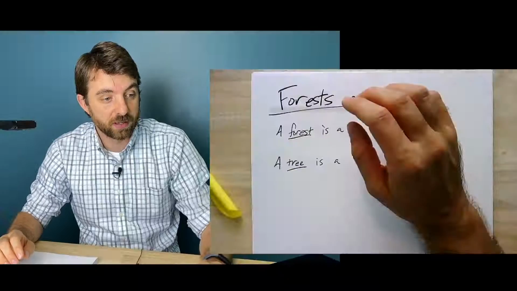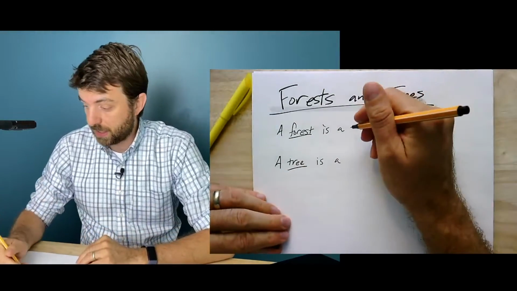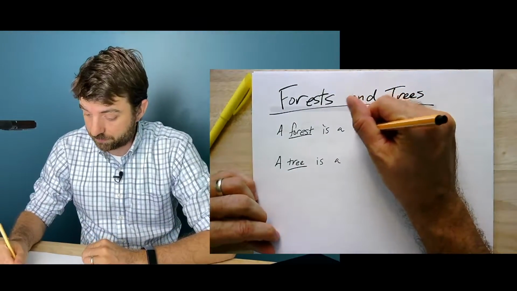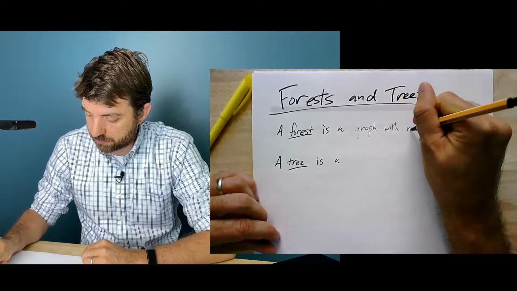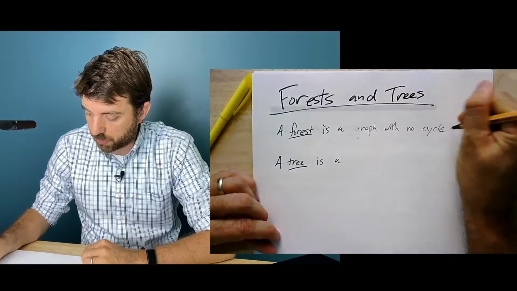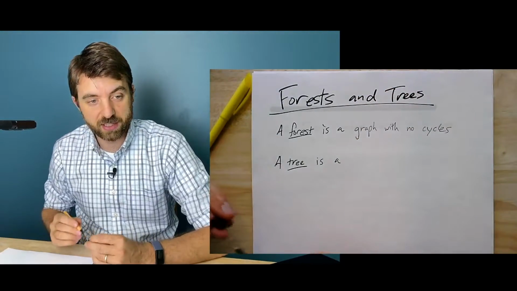Now, you can also ask the opposite version of this question: what's the least connected among connected graphs? And that leads us naturally to today's topics, which is forests and trees. All right, so a forest is simply a graph with no cycles. That's going to be our working definition here. So if the graph has no cycles, then it's a forest.